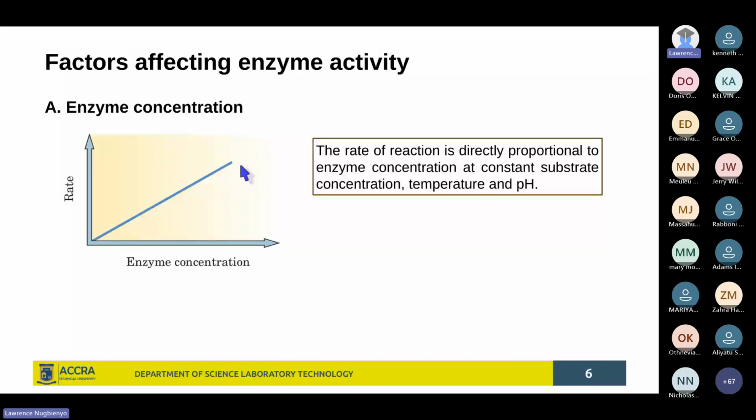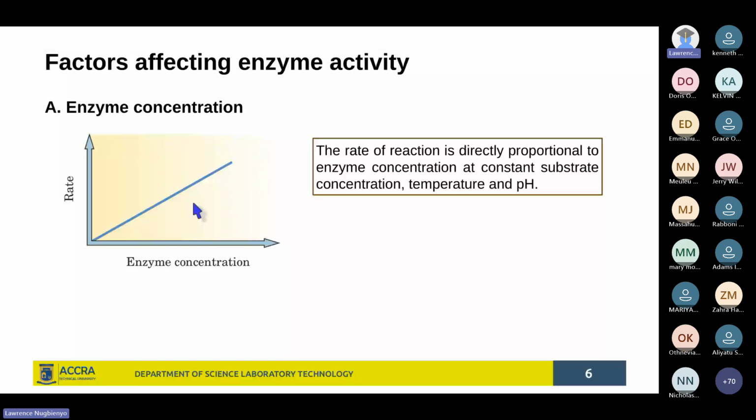Of course, if the substrate is finished, there's no substrate any longer available, then of course there will not be any substrate upon which the enzyme will be acting. So that even if you are increasing the concentration of the enzyme, it will not result into increasing the rate of the reaction in any way, because there is no substrate to be acting on. So that is what I meant by provided you have substrate in excess, which means the substrate concentration is more than the concentration of the enzyme.